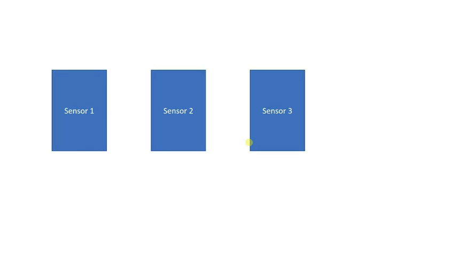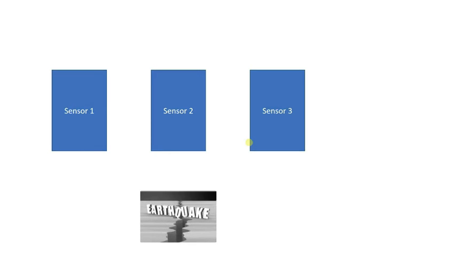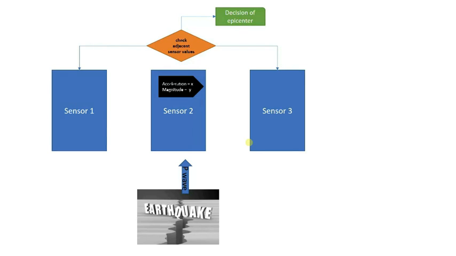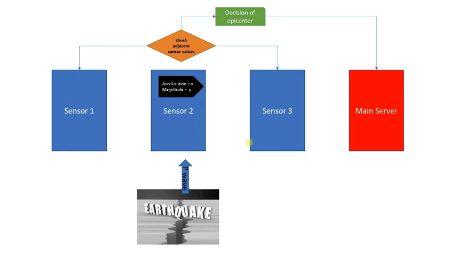Now, let's assume an earthquake strikes at sensor 2. Sensor 2 will detect a P wave, calculate the acceleration, and approximate the Richter scale magnitude of that earthquake. Then it will check whether any value has already come from the adjacent two sensors, sensor 1 and sensor 3. If the answer is no, then it will decide that the epicenter is near sensor 2, and it will send the latitude and longitude of the place near sensor 2, the acceleration value and the Richter scale magnitude to our main server.